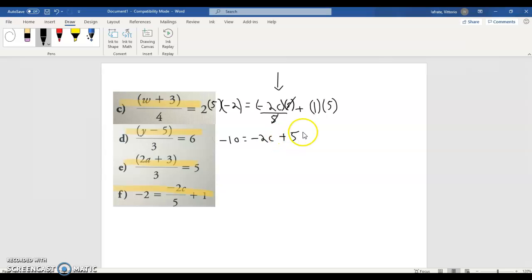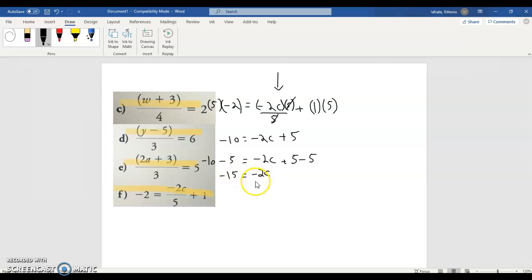And so now we're doing a simple multi-step solving situation here. I want to get rid of the 5 on this side, so I do minus 2c plus 5 minus 5. And then I'm going to do minus 5 on this side as well, minus 10 minus 5, because whatever I did on the right side I have to do on the left side. And then I will get minus 2c plus 5 minus 5 is 0. Minus 10 minus 5 is minus 15.